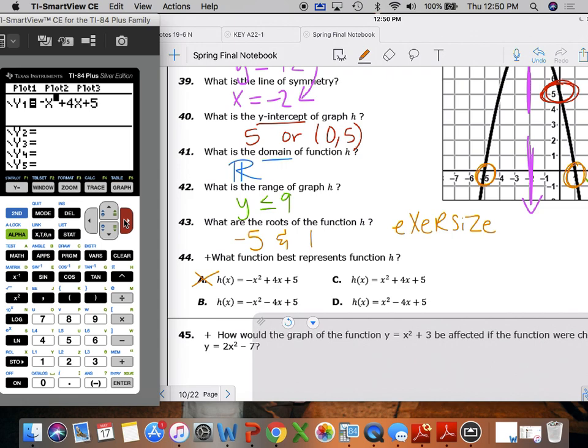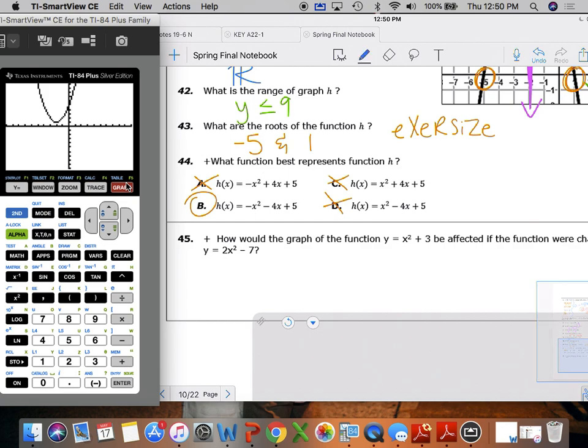Option B has a minus instead. Option B looks very similar. Let me double check. Option C, well, this is option D. D is very clearly not right because it's upside down. And C is not right because it's also upside down. So B would be my answer.